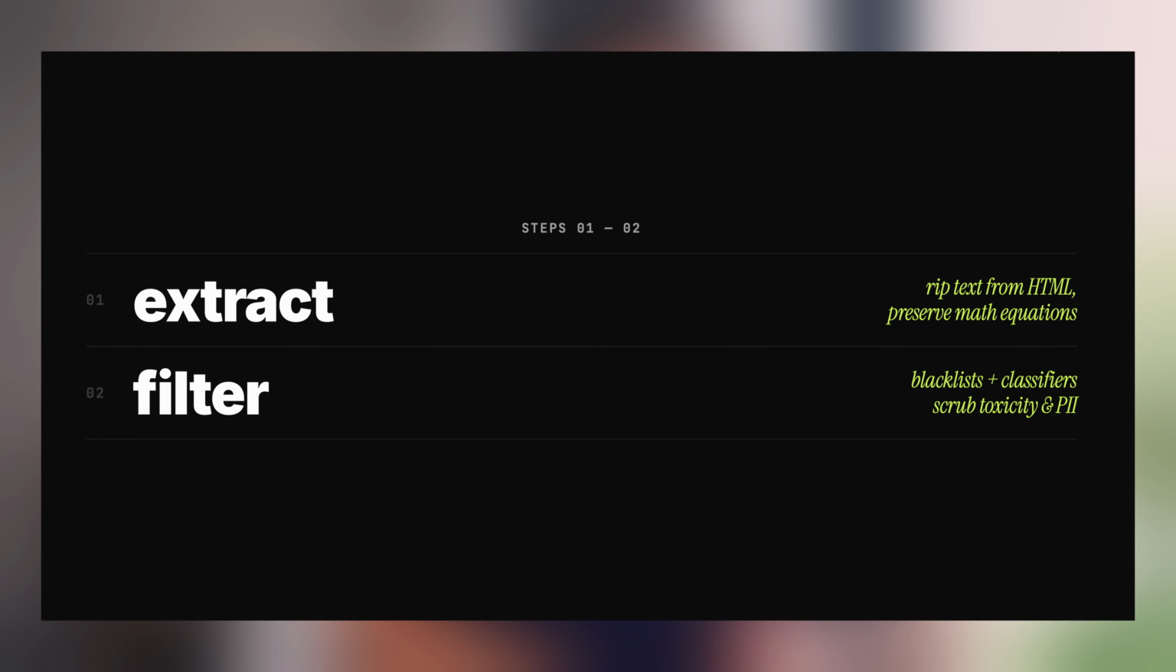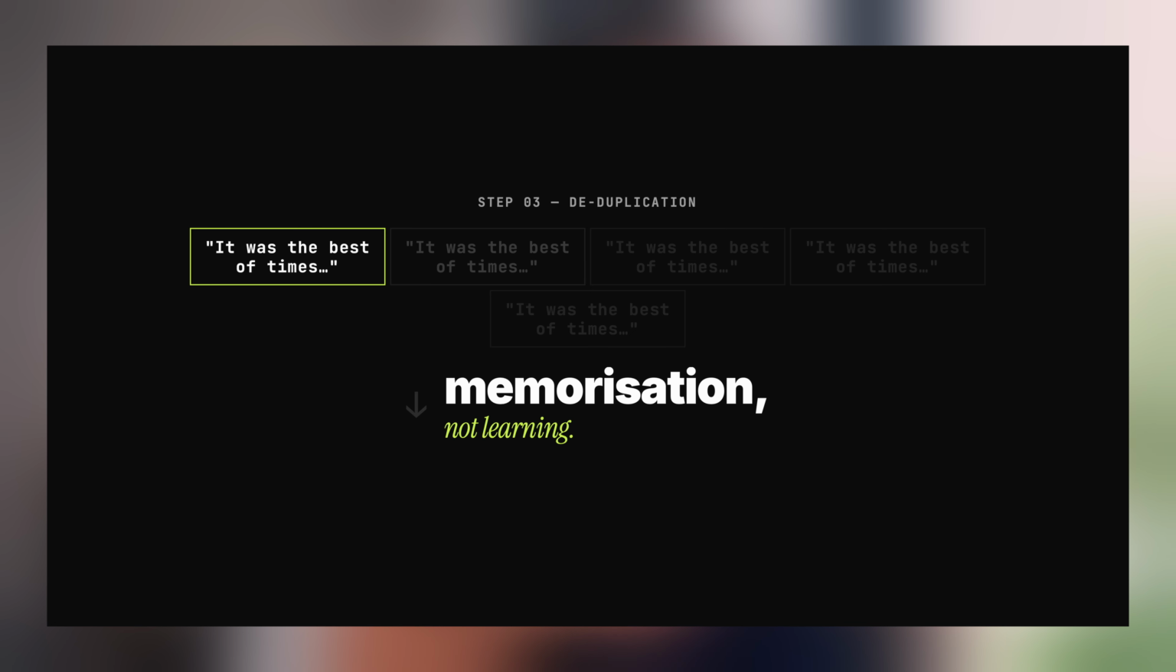Second is filtering undesirable content. People use extensive blacklists or small classification models to scrub out toxic content, harmful material, or personally identifiable information. Third is deduplication. This step is very critical. The internet is full of repetitive boilerplate like forum footers or famous book passages copied tens of thousands of times. If you don't remove these, the AI will essentially just memorize them instead of learning general language rules.